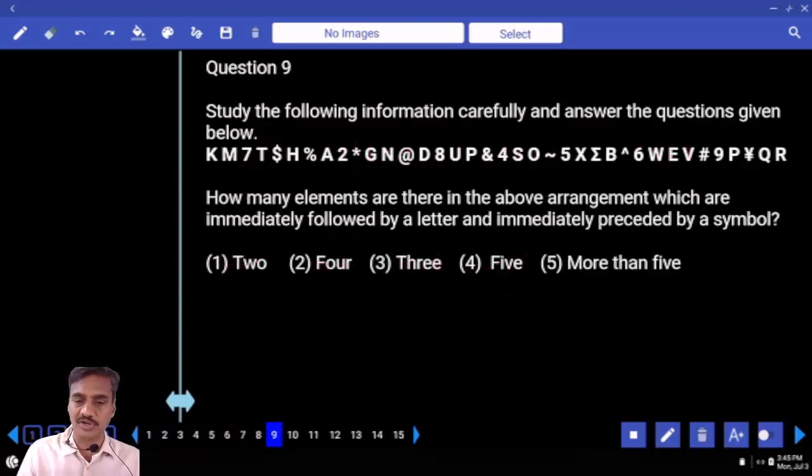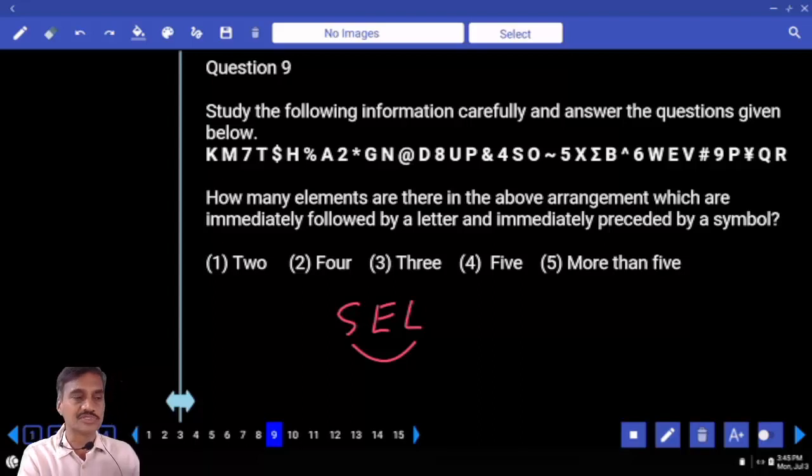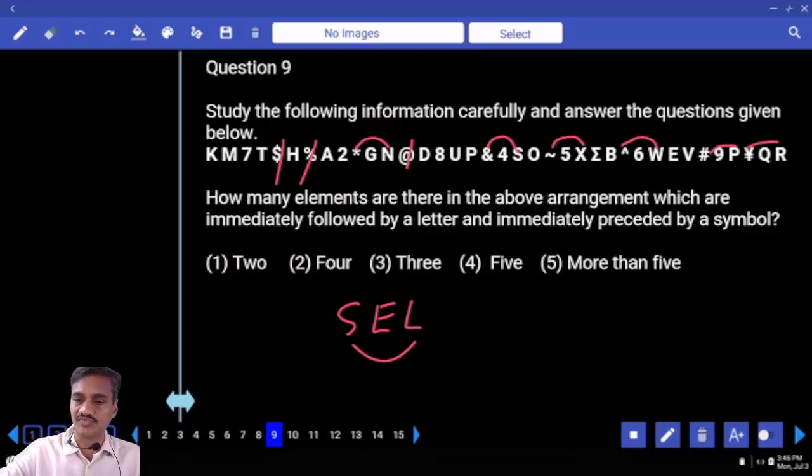Then next, the 9th one: how many elements are there which are immediately followed by a letter and preceded by a symbol. In the alternate places we need to have a symbol and a letter. Now in the alternate places, symbol and a letter, this symbol is not, and symbol and letter is not there. Here symbol is not a letter, and here symbol and letter, isn't it? Now here again symbol and letter, and here again symbol and letter. Next one symbol. Hence more than 5, isn't it? Choice 5, question number 9.